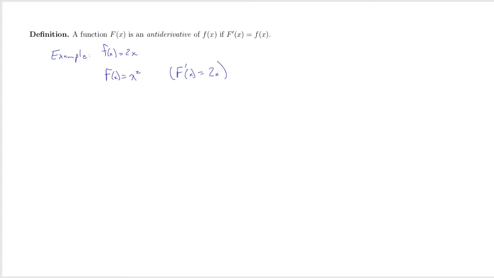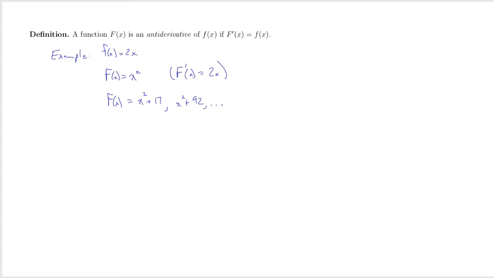And how do you know? Well, it's easy to check. You just take the derivative of x squared and you get 2x. And then you come up with an interesting question. Is this the only antiderivative of the function 2x? Think about that for a moment and see if you can't come up with another. So pause the video, think about that, come up with another, or even if you can't, when you're ready, unpause the video and we'll do it together.